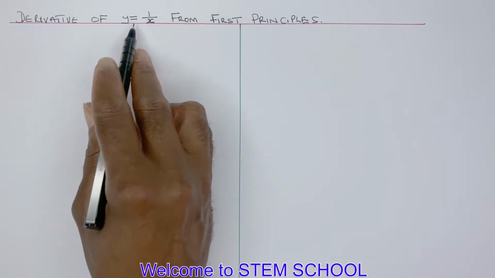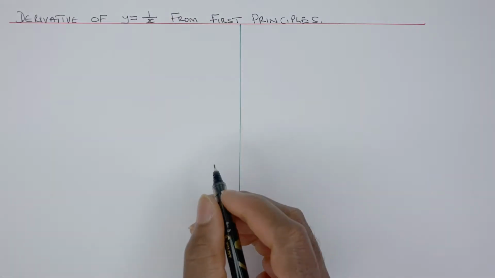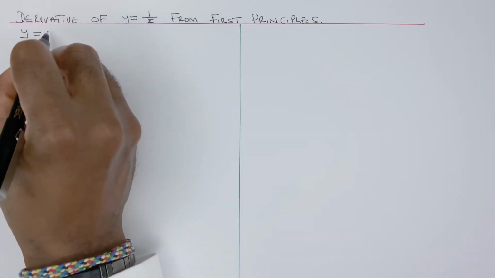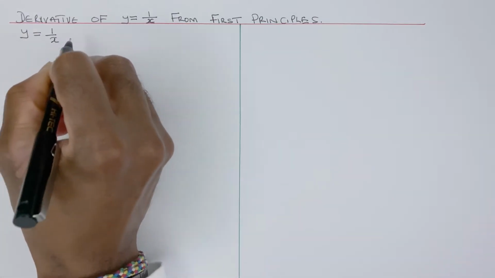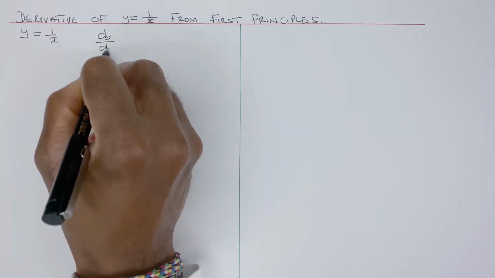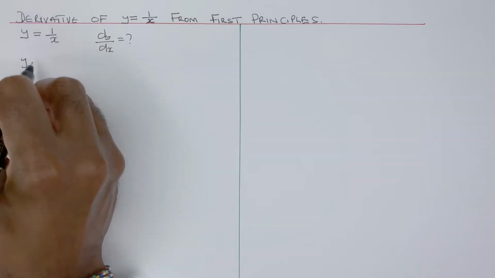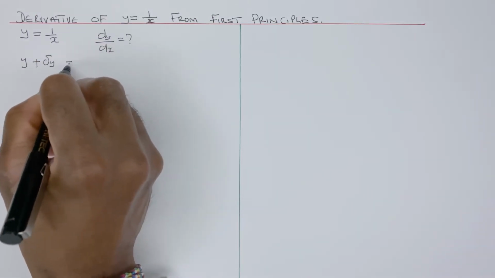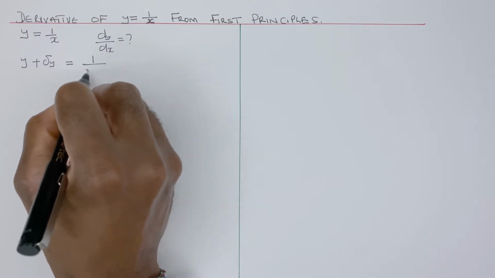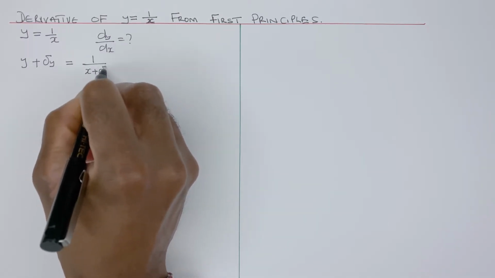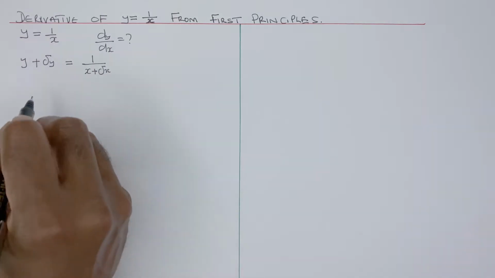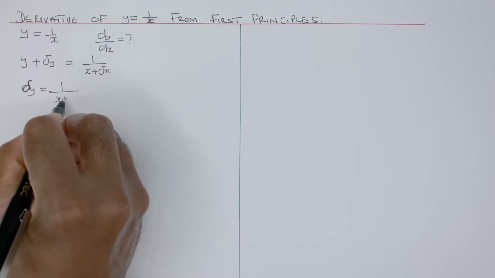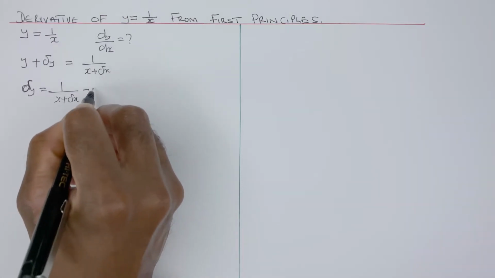Derivative of y equals 1 over x from first principle. That means we need to find the differentiation of 1 over x. So, 1 over x, dy over dx. y plus delta y, that small change, will be equal to 1 over x plus delta x. Take y to the other side, we get delta y equals 1 over x plus delta x minus y.